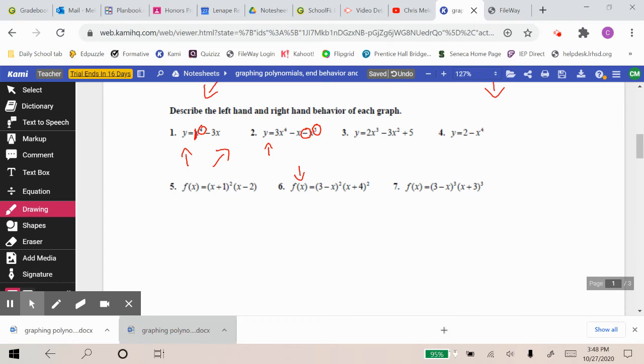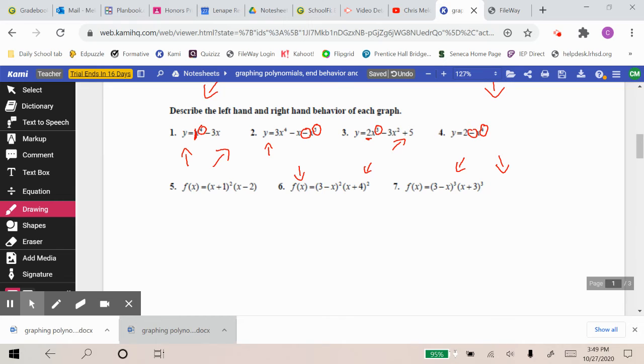For number 3, the highest exponent's 3, leading coefficient's positive. So this is going to be like a normal S curve, where to the left it goes down, to the right it goes up. For number 4, the degree is 4, but the leading coefficient's negative. So it's going to be like an upside down parabola. So these are both going to go down.